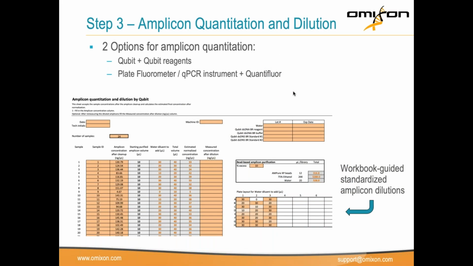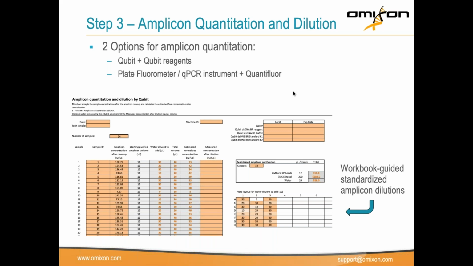Once the amplification is complete, we move on to the amplicon quantitation and dilution. You have two options for the amplicon quantitation. You can either use a Qubit and Qubit reagents, or a plate fluorometer or qPCR instrument and QuantiFluor reagents, depending on how many samples you're quantitating and what you have available.